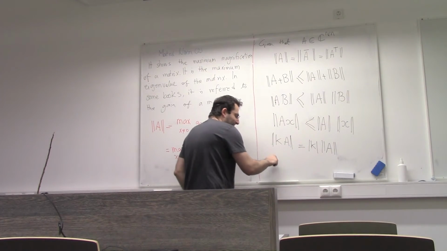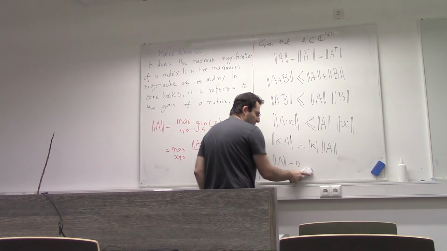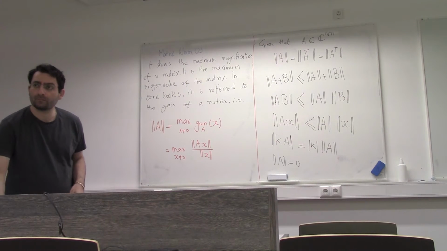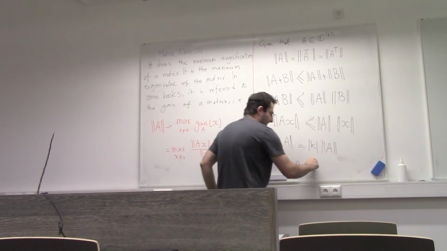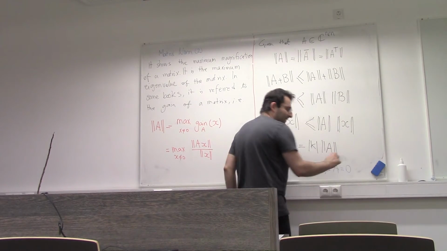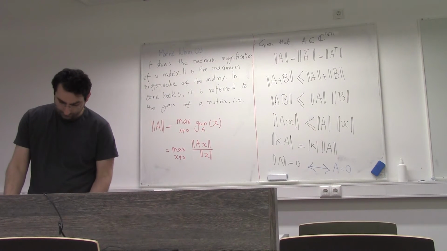And if for a matrix I come to the conclusion that the norm of the matrix is 0, what does it mean? It means A is 0.